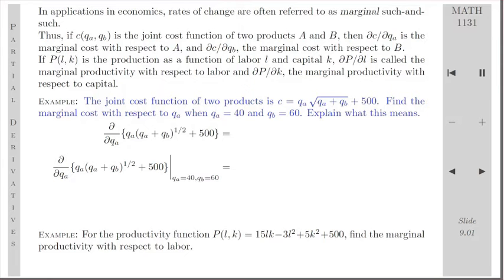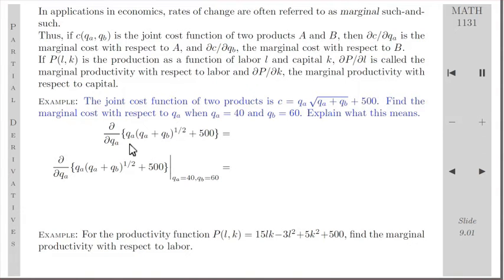Like in our next two examples. In the first one, we are given the joint cost function. They're asking us to find the marginal cost with respect to the first product at a certain production level and explain in words what it means. First, we'll just do the mathematical calculation. And to do this, I'm going to write this expression using fractional exponents, which is what I've done here.